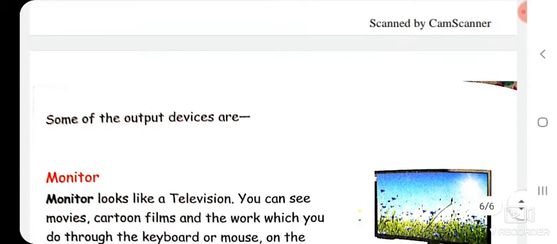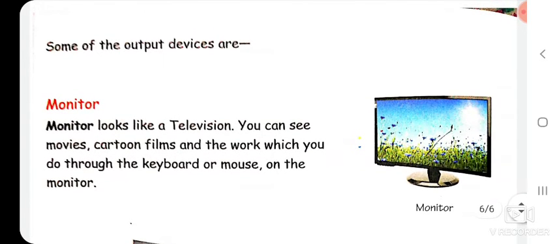Some of the output devices are, first one is monitor. Monitor looks like a television. You can see movies, cartoons, films, and the work which you do through the keyboard or mouse on the monitor. We already know that the monitor is the most common output device, and it looks like a television. Television means TV. We can see movies, cartoons, films on the monitor. The monitor also displays what is being done on the computer.